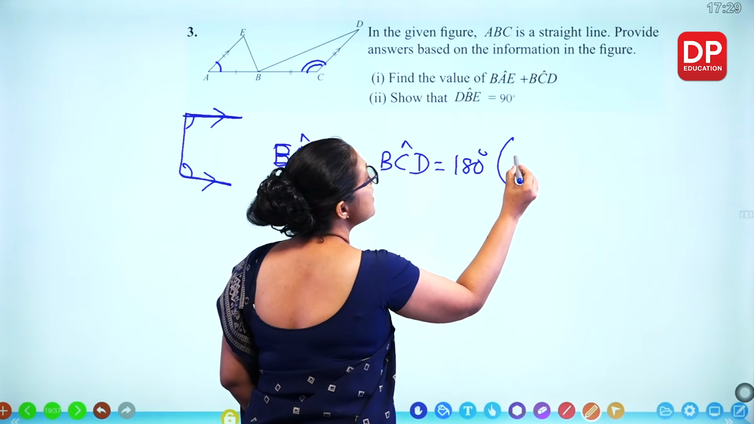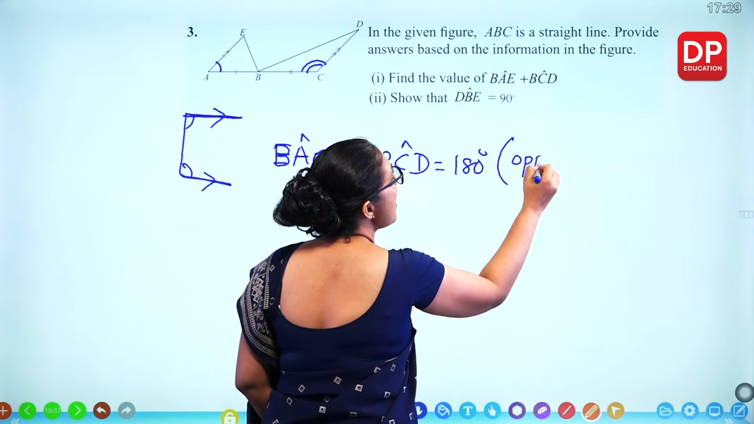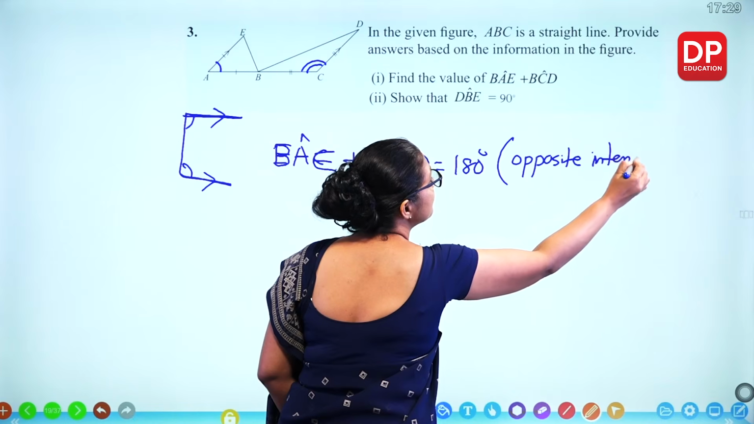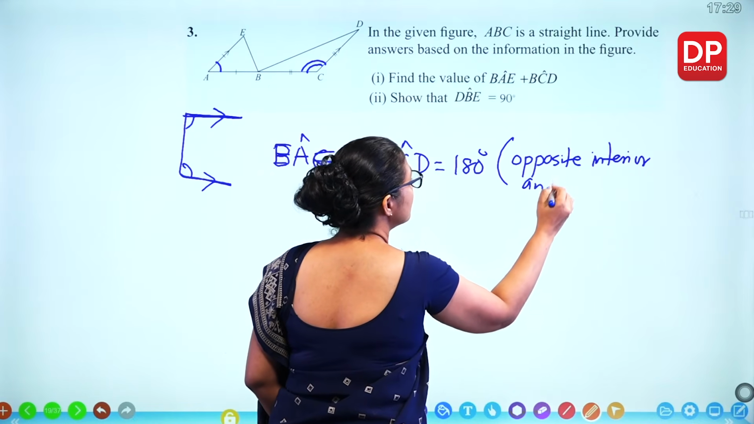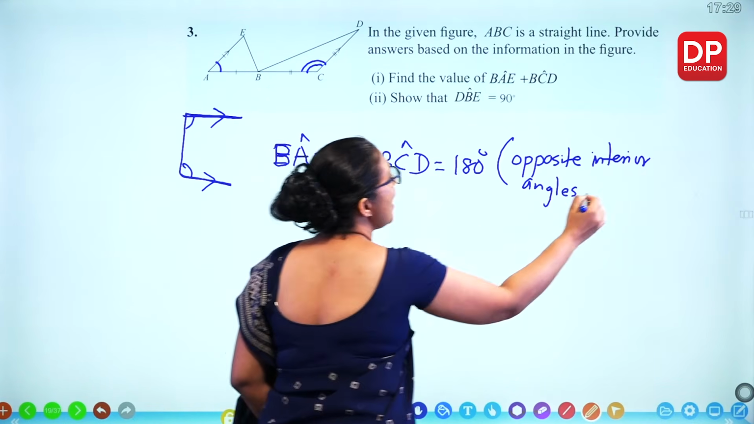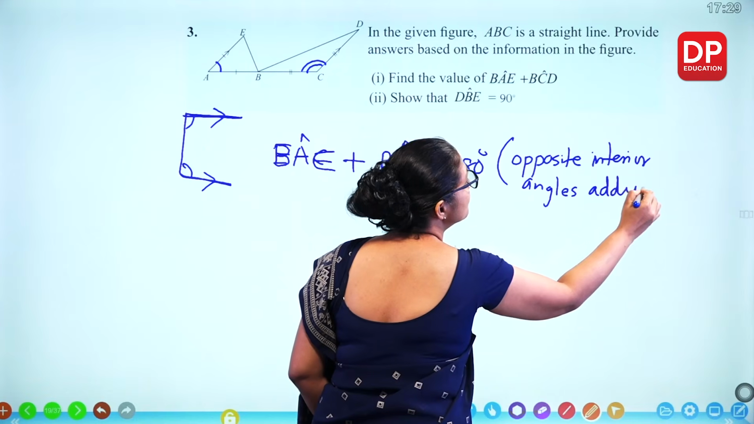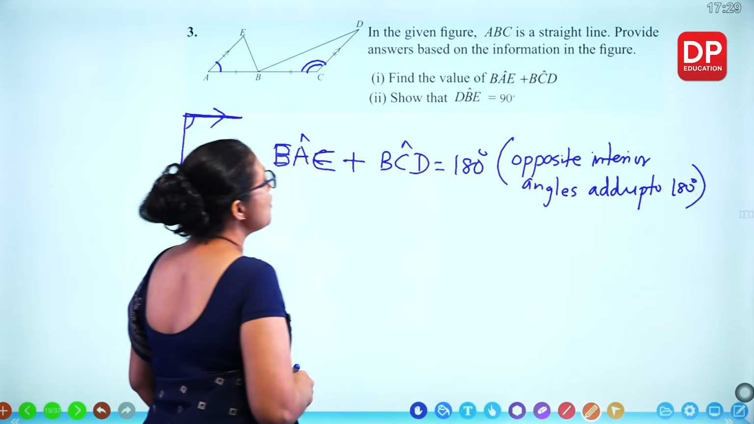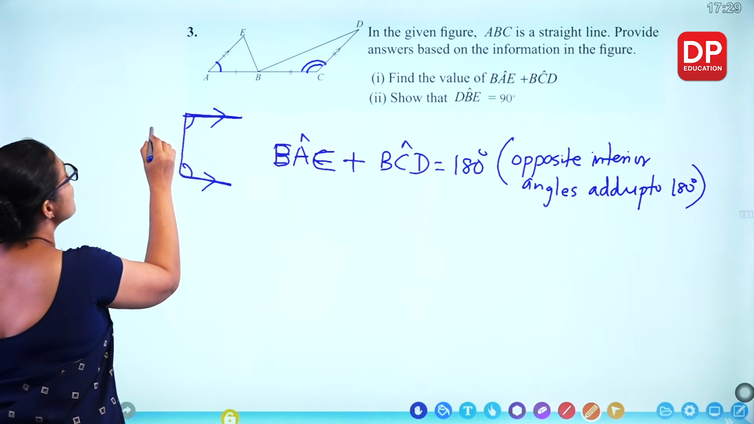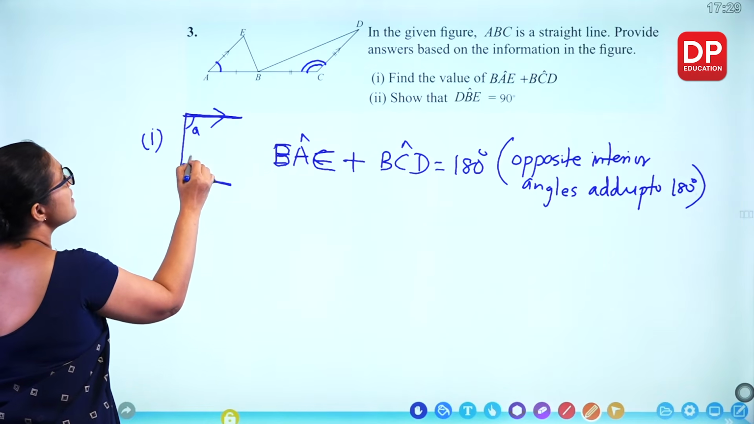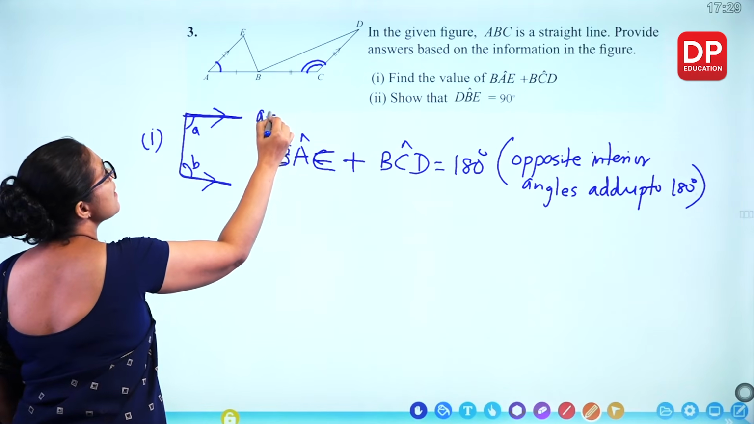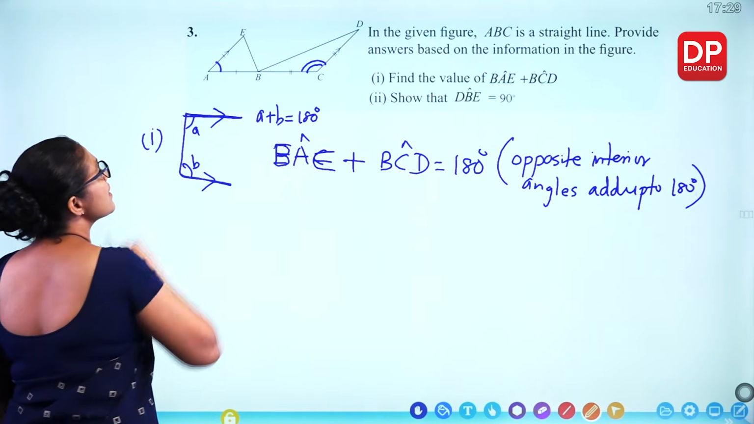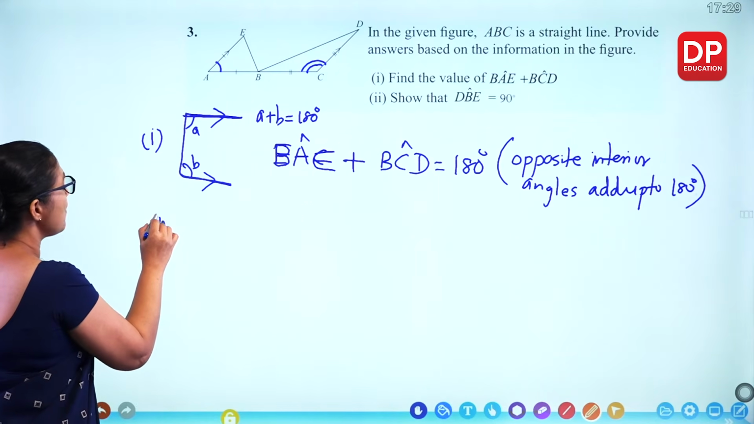What's the reason? Opposite interior angles add up to 180. Now we found the first part. So what's the second part? I'll write here A and B. A plus B is 180. That's the theory part. Now we'll take the second one.